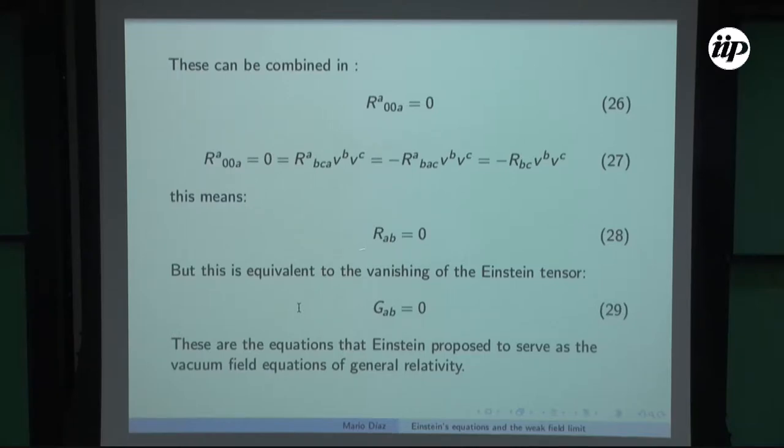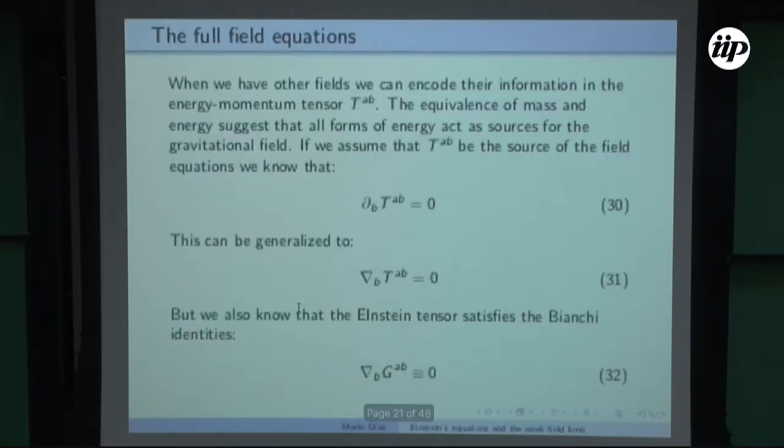And this is going to mean that the Ricci tensor is going to be 0, but this is equivalent to the vanishing of the Einstein tensor. This is actually why Einstein worked to relate the Einstein tensor to the metric and to the Newtonian potentials, because he wanted to obtain, in the limit, Newton's theory of gravity, and because for slow motion, we know it's the correct theory. So these are the equations that Einstein proposed to serve as the vacuum field equations in general relativity.